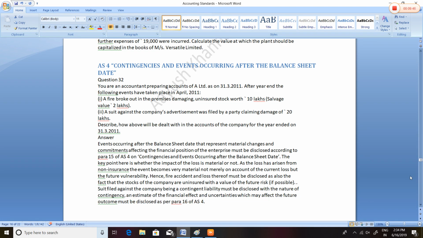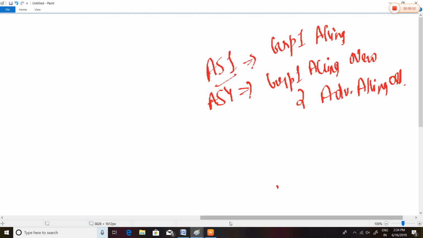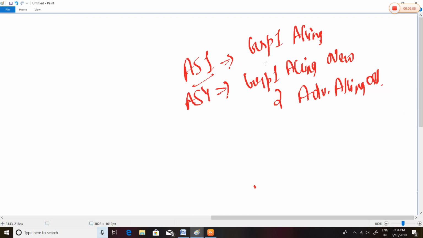AS4. Now let's start with Accounting Standard 4. Firstly, AS1 is of Group 1 accounting of both old and new courses. AS4 is in Group 1 accounting new course and Group 2 advanced accounting old course.